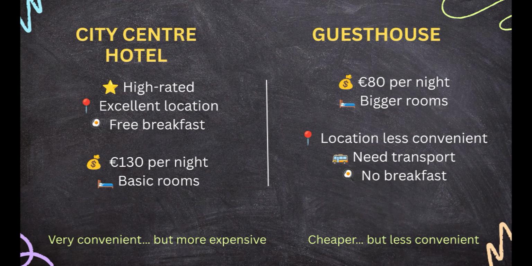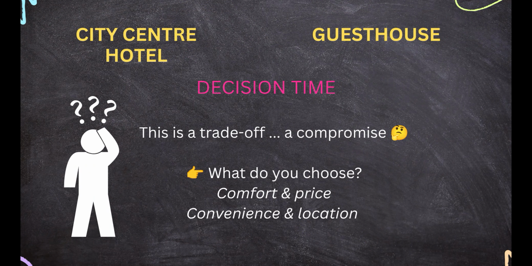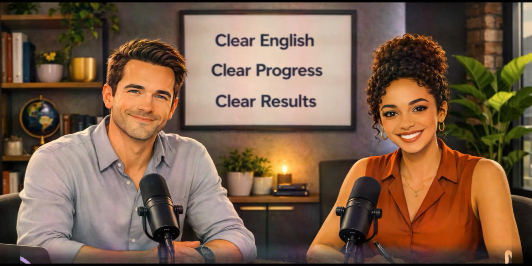Now it's decision time. This is what we call a trade-off, a compromise. Should I go for comfort and price, or convenience and location? If I compare them, I'd say option A is way more convenient, but significantly more expensive. And I'd say option B fits the budget better, though the location is less ideal. And that's exactly how people talk when they're weighing their options.